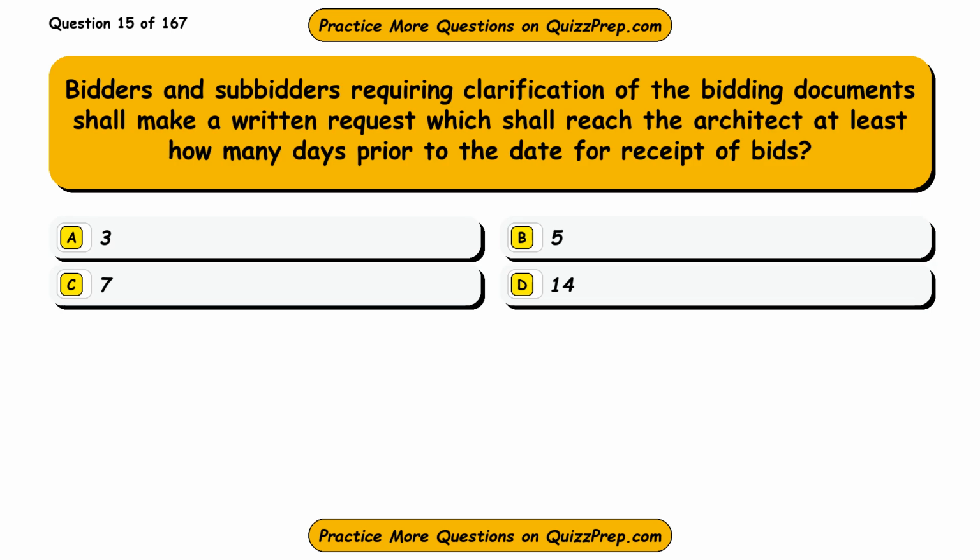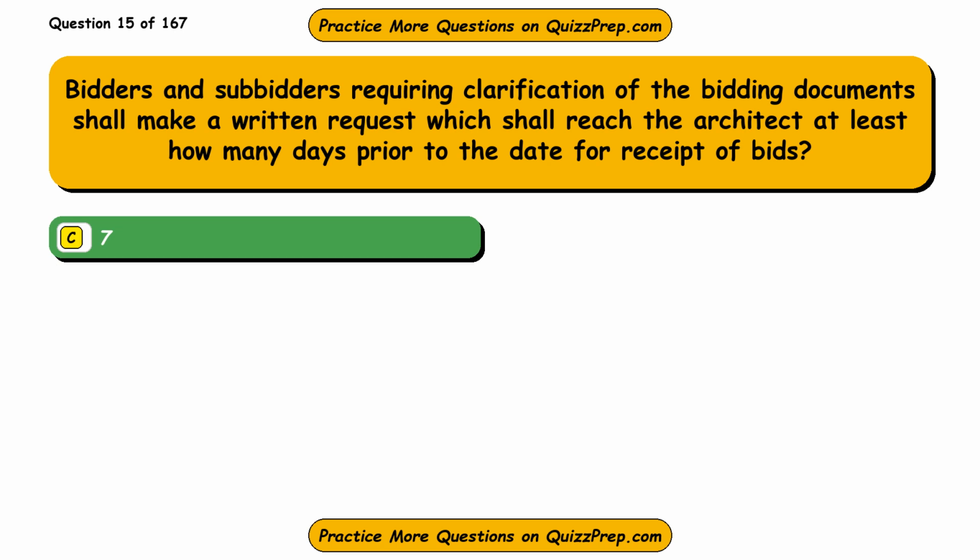Question 15. Bidders and subbidders requiring clarification of the bidding documents shall make a written request which shall reach the architect at least how many days prior to the date for receipt of bids? Option A 3, option B 5, option C 7, option D 14. The correct answer is option C, 7.